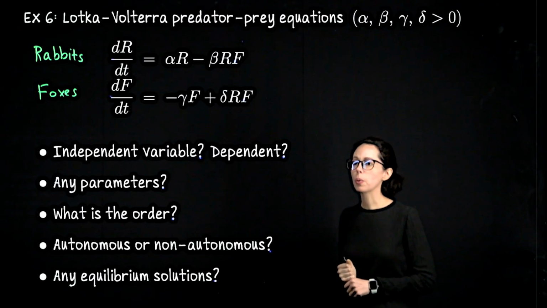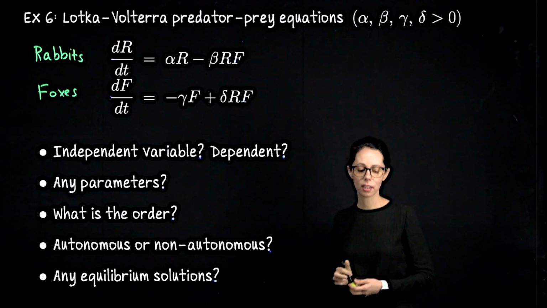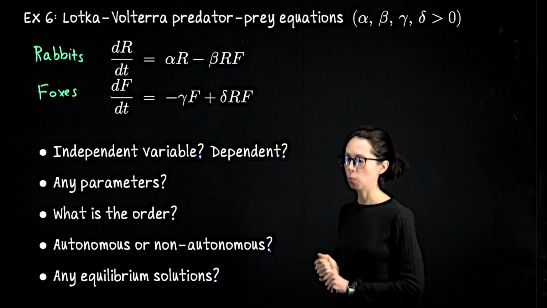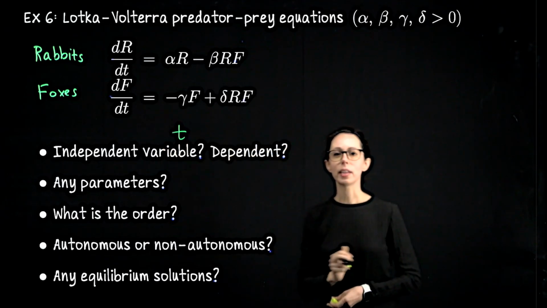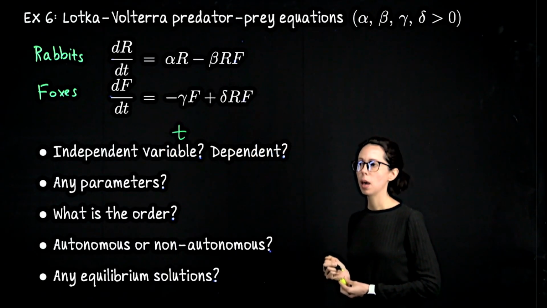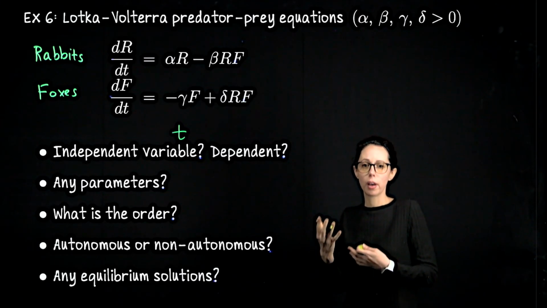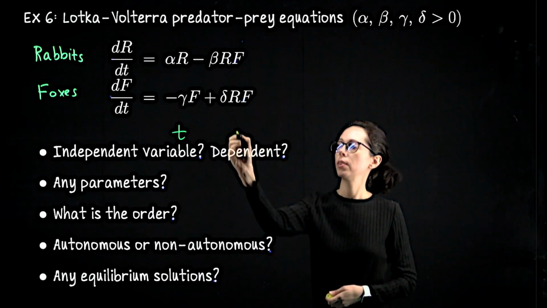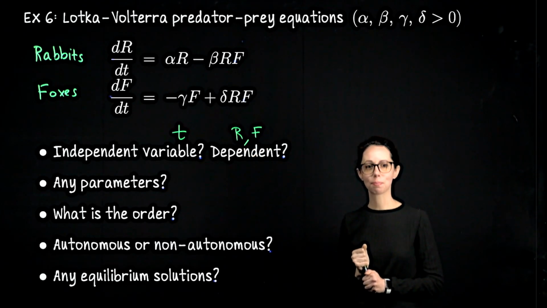So let's go through the questions we have here for these two populations. The first one, what is the independent variable? It's still time. So the independent variable is still t, but if we wanted to solve this, we would be looking for two functions of time. We would have R and F, the two populations and how they change over time.